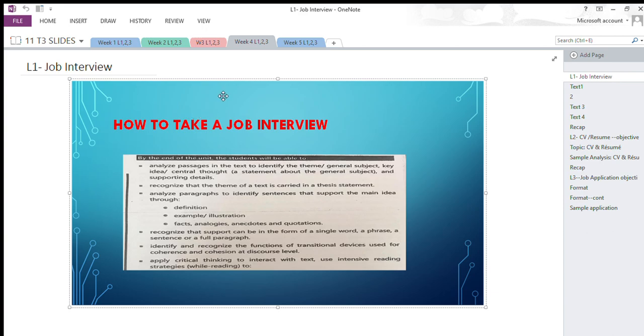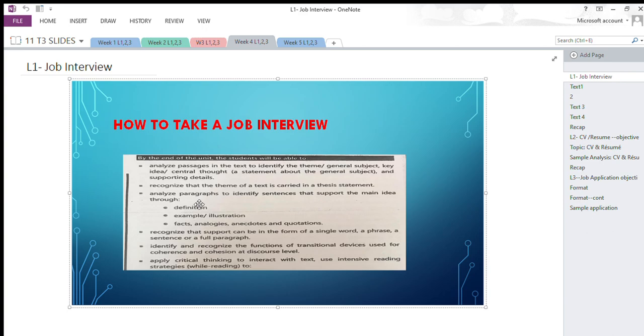Today we are going to do a very interesting topic that is quite beneficial for you in your future life and practical life, and that is how to take a job interview. By the end of this unit, you'll be able to understand how you take a job interview, what are the preparatory steps, what points you have to keep in mind while you are being interviewed, and after the interview how you have to behave.